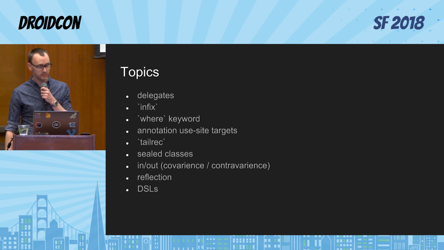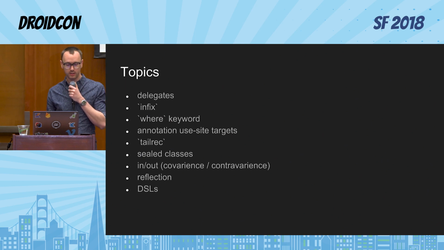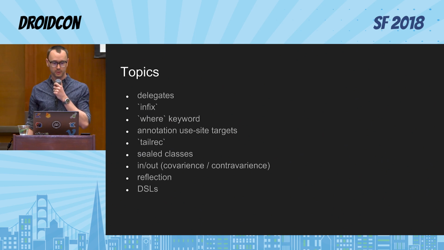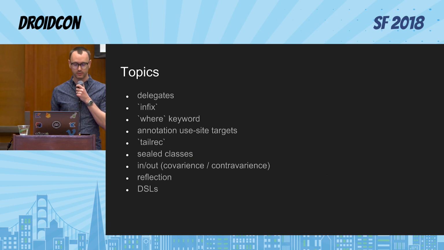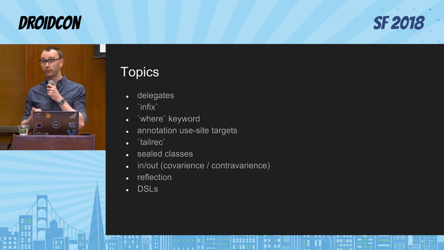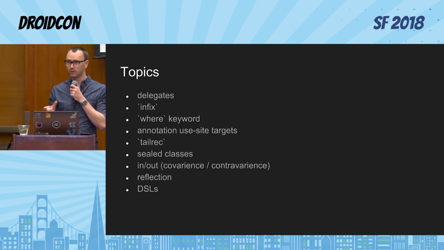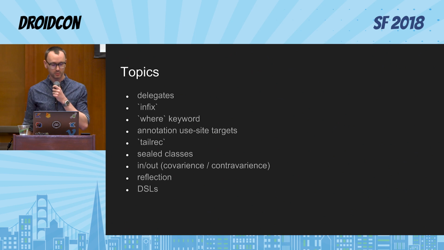There's a keyword in Kotlin called tailrec, which can make recursive functions not actually be recursive in your compiled code. So we'll see how you can use that and when you can use that and how you can convert regular recursive functions to tail-recursive functions so that you can actually apply that keyword.